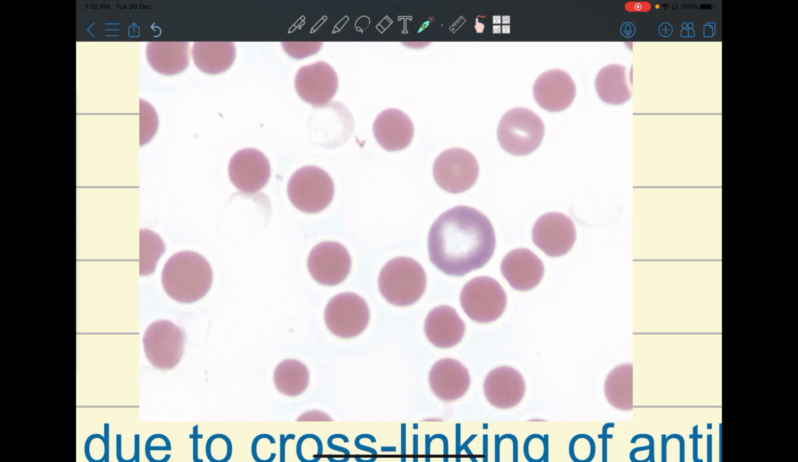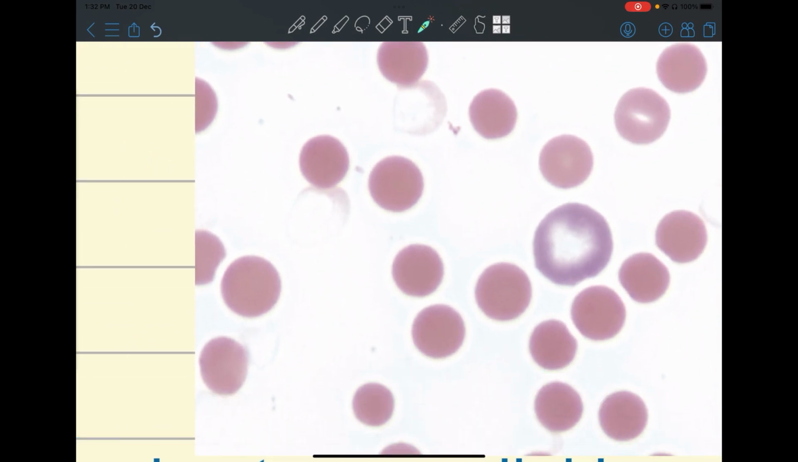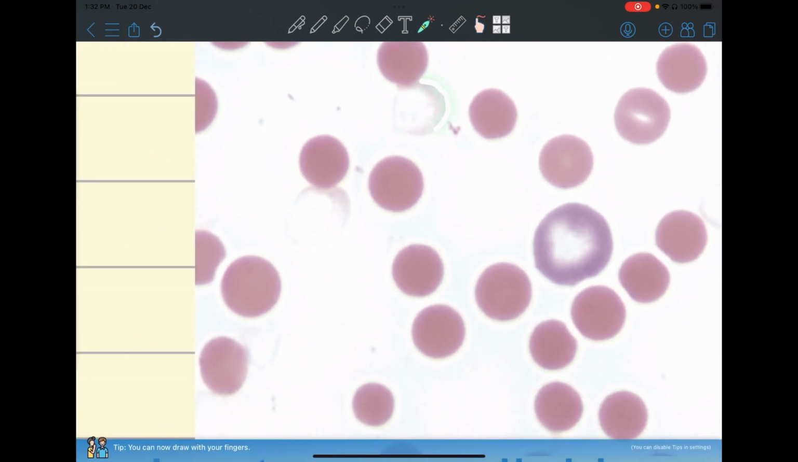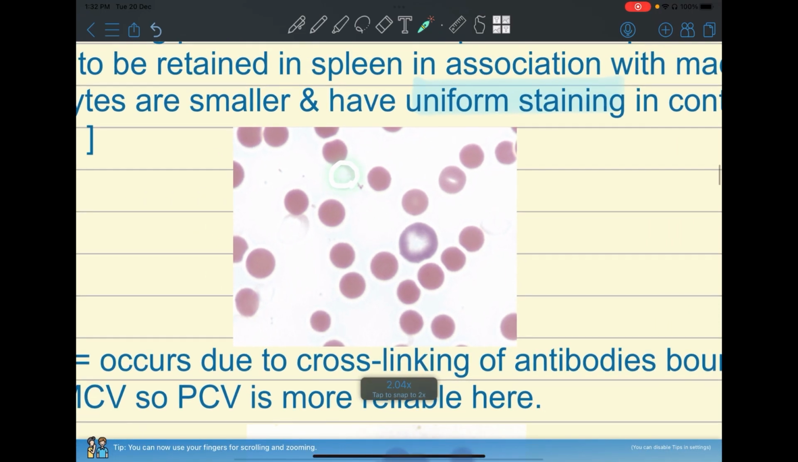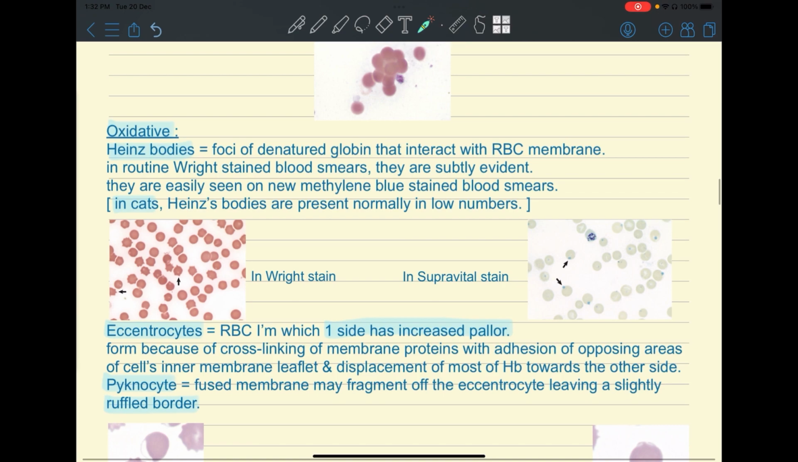And what are they? They are RBC which are devoid of their cytoplasmic contents. Because of hemolysis, all that hemoglobin and cytoplasmic contents of the RBC have escaped into the plasma. And what do we have? We have an empty cell, and this is called a ghost cell. Why? Because it appears like a faint outline of a cell when you make a blood smear preparation.